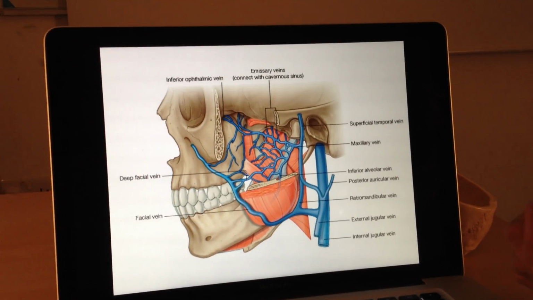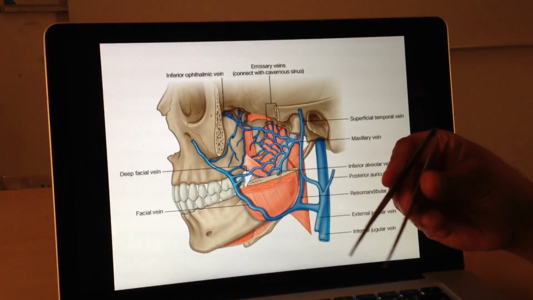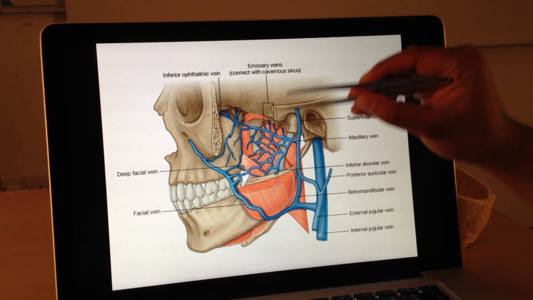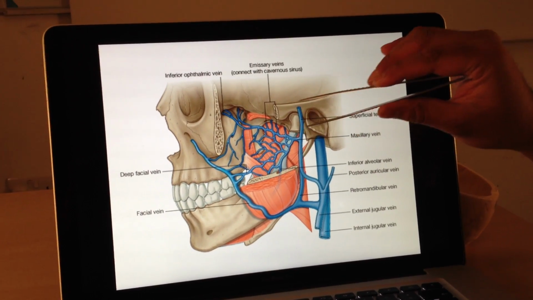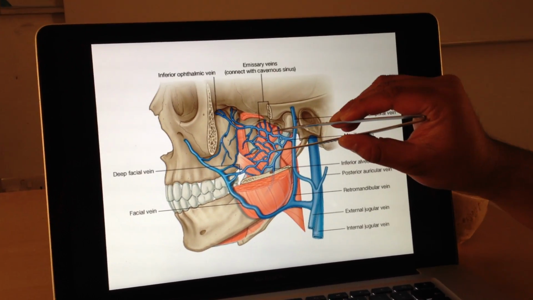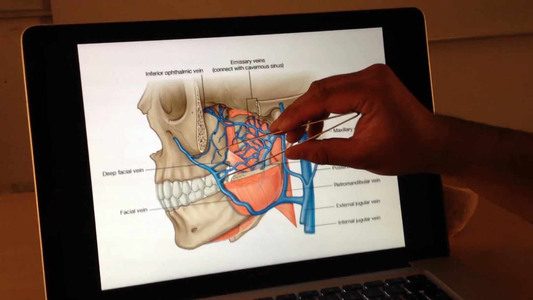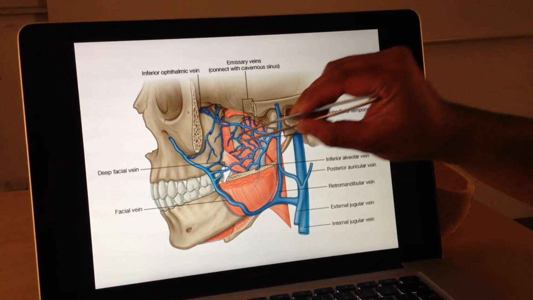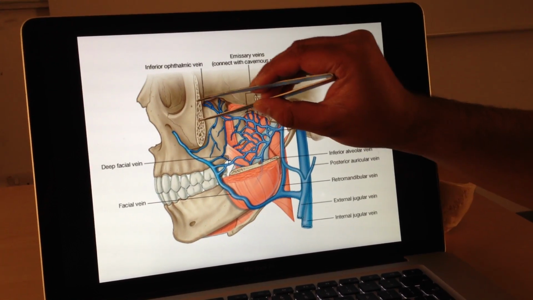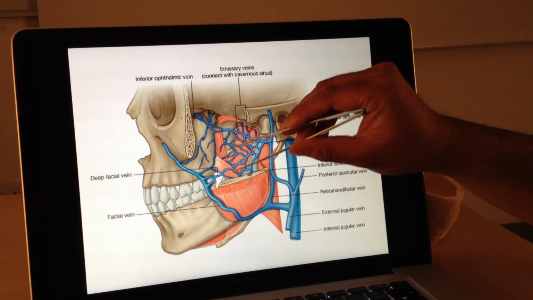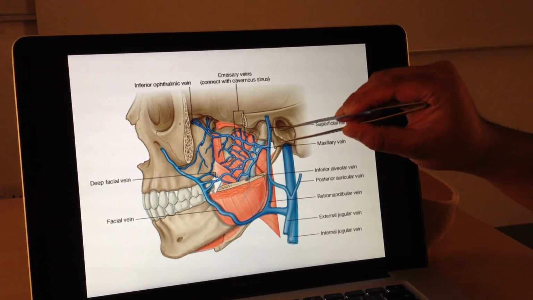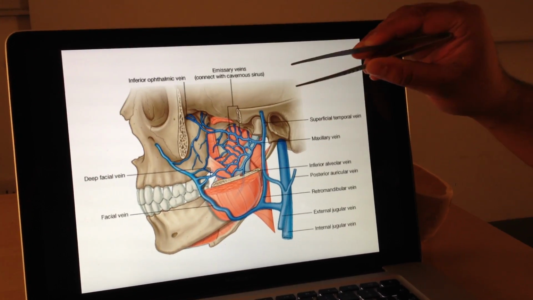I mentioned the facial vein and the pterygoid plexus. What we have here, this whole network of veins, is the pterygoid plexus. The pterygoid plexus is just collecting from this entire region in the infratemporal fossa, and anything that's coming through from the nose, some branches from the orbit, and also from the mouth will head this way, and they'll eventually form a single maxillary vein.